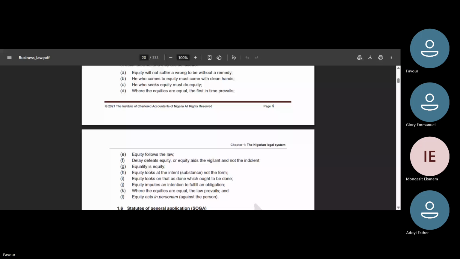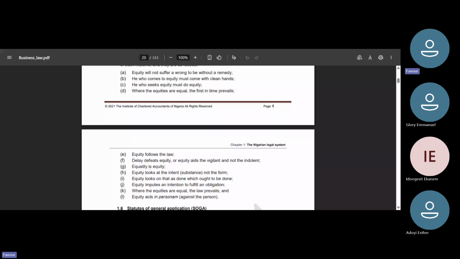The first equity is going to prevail. Then the equity follows the law. Like I said, the doctrine of equity is to supplement the law and correct the law. So it comes into play when the law is not being fair. So it follows the law, but it is a very fair process.